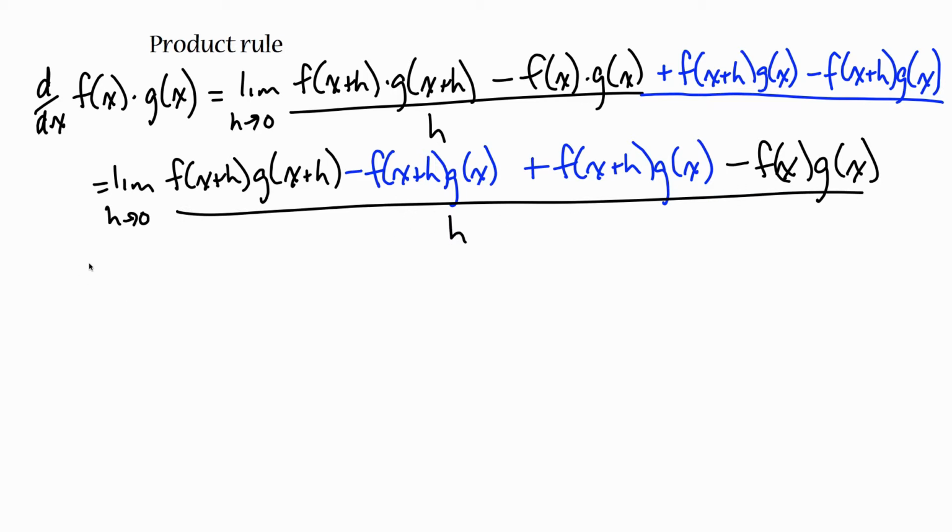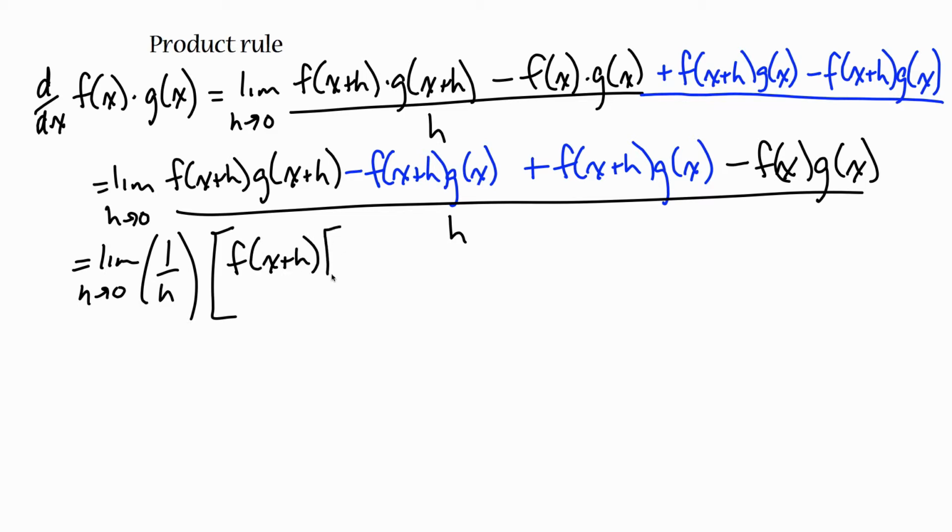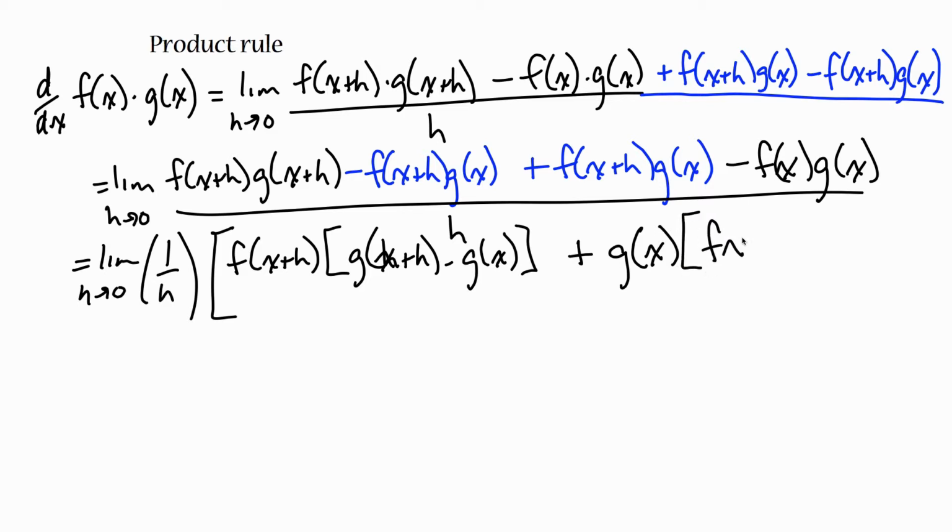So if I rearrange this yet again, I'm going to change it to be the limit as h goes to 0. I'm going to take the 1 over h out over here. So now I've got f at x plus h times g at x plus h minus g of x, plus g of x times f at x plus h minus f of x.